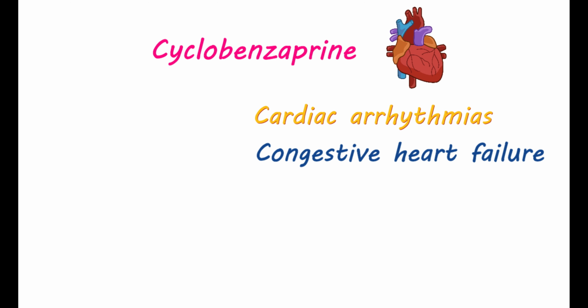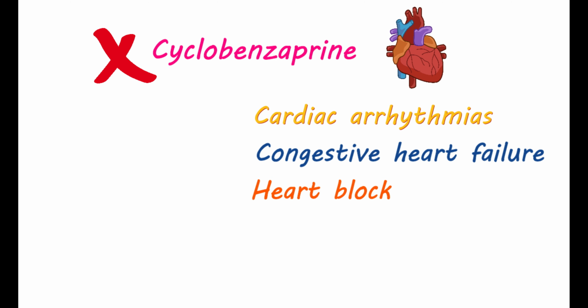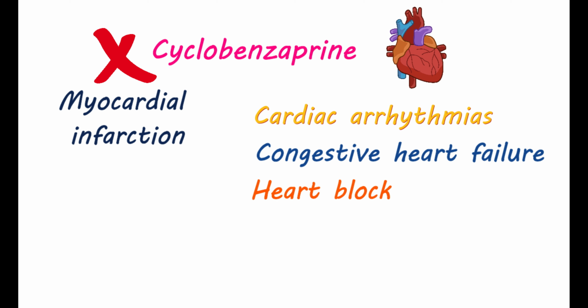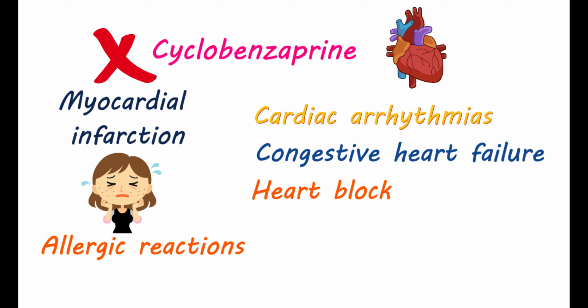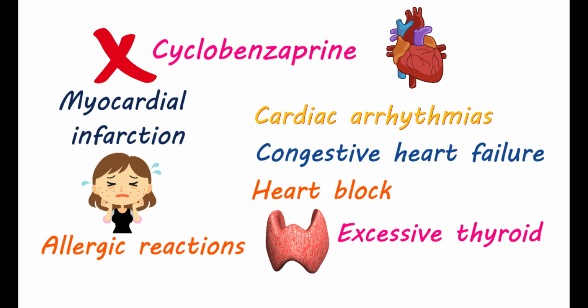Contraindications. Cyclobenzaprine can affect your heart. If you have any heart problems like cardiac arrhythmias, congestive heart failure, or heart block, the use of this medication is not recommended. If you're recovering from a recent myocardial infarction, you shouldn't use this medication. Avoid this medication if you observe any allergic reactions like skin rashes and swelling of your lips and tongue. If you have excessive thyroid activity, again, this medication is not recommended.